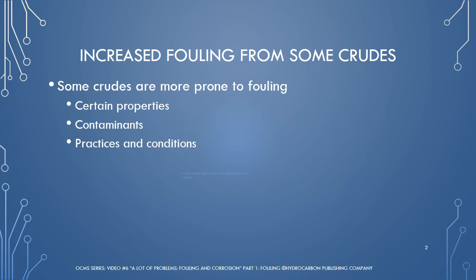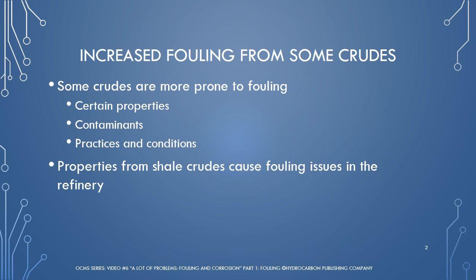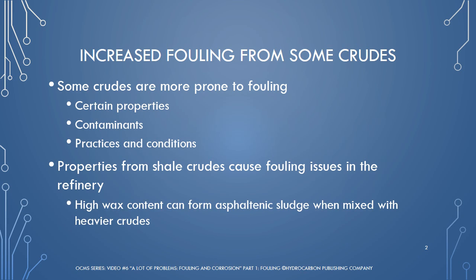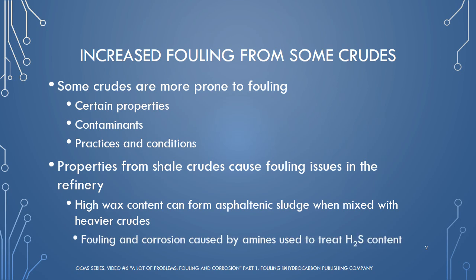Shale crudes, which are inexpensive and can provide better margins, have high wax content that can form an asphaltenic sludge when mixed with heavier crudes. Also, amines used to reduce hydrogen sulfide content can cause both fouling and corrosion.